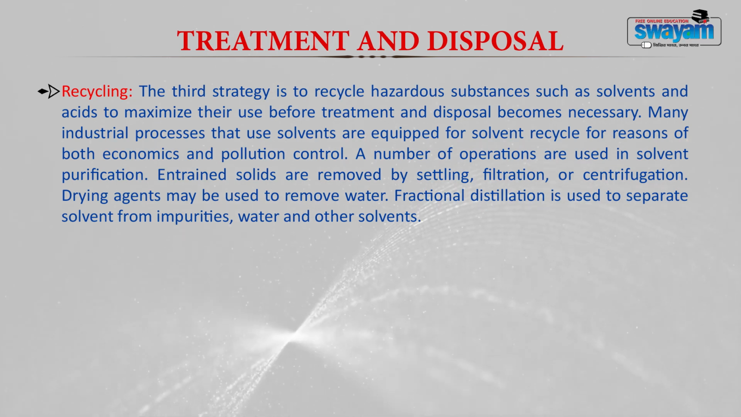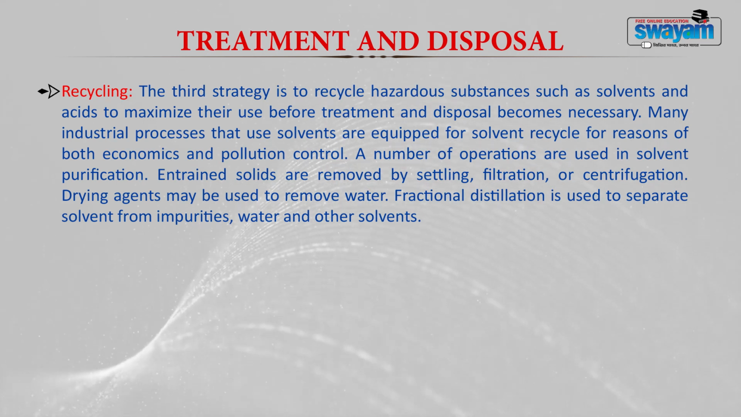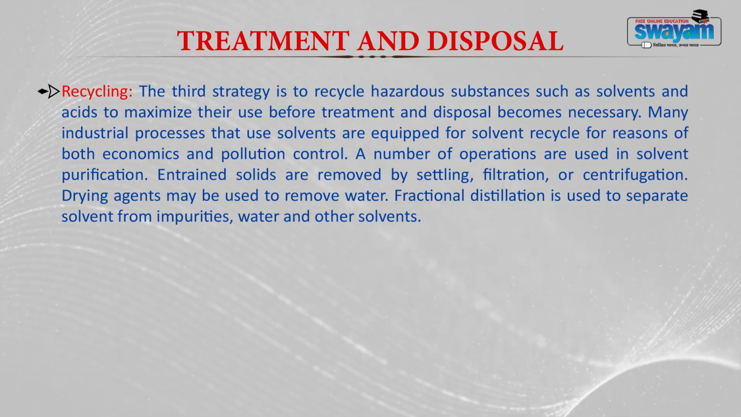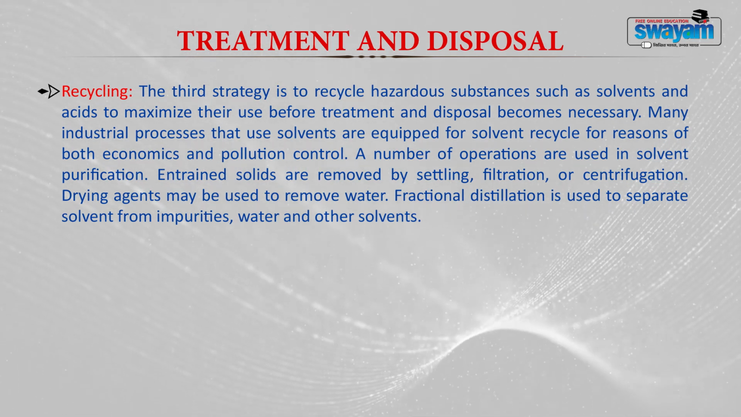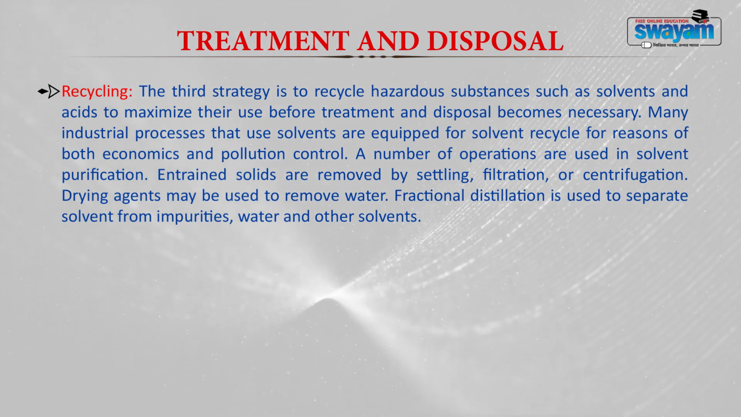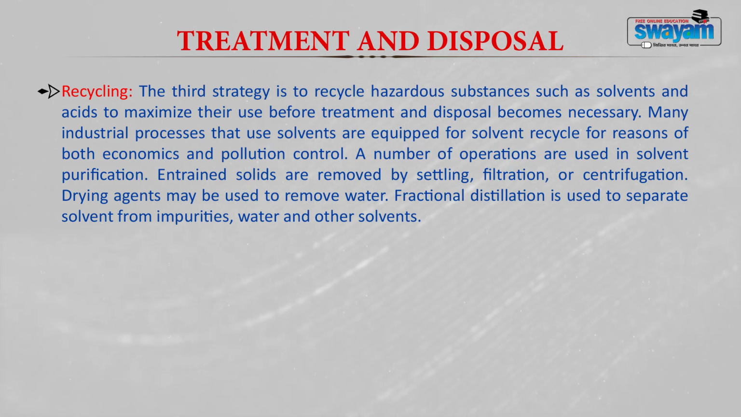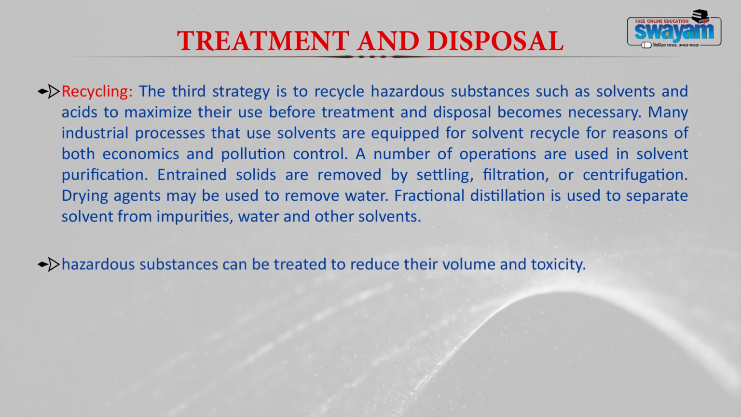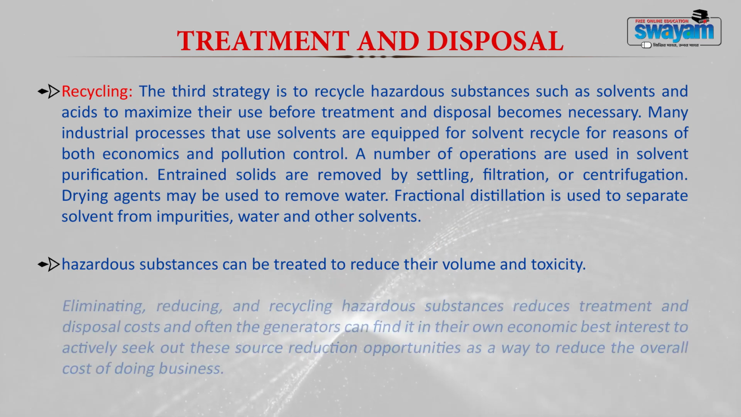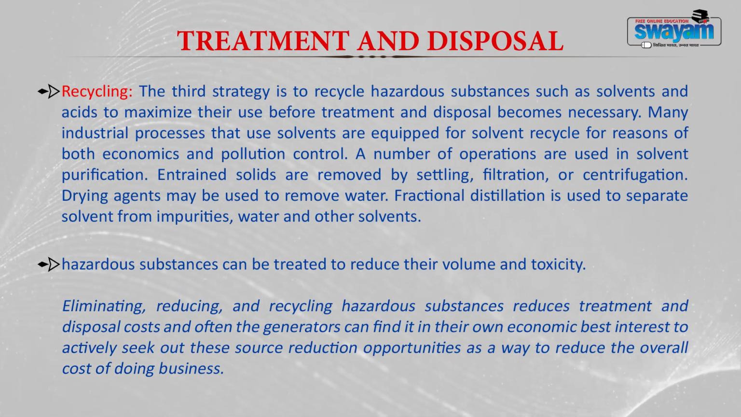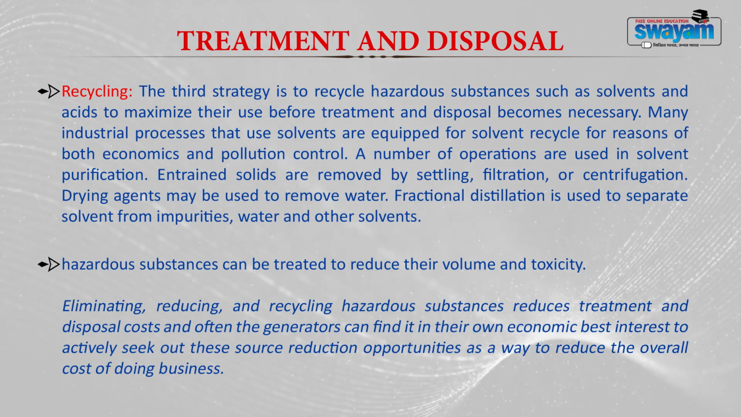A number of operation methods can be used to purify the solvent. Entrained solids can be removed by settling, filtration or centrifugation. Drying agents can be used to remove the water that is present in the solvent. You can go for fractional distillation and separate the solvent from impurities, water and other solvents. Finally, the hazardous waste can be treated to reduce their volume and toxicity. Elimination, reduction and recycling reduce the treatment and disposal cost, and often the generator finds it best because it is economically viable and cheap also.